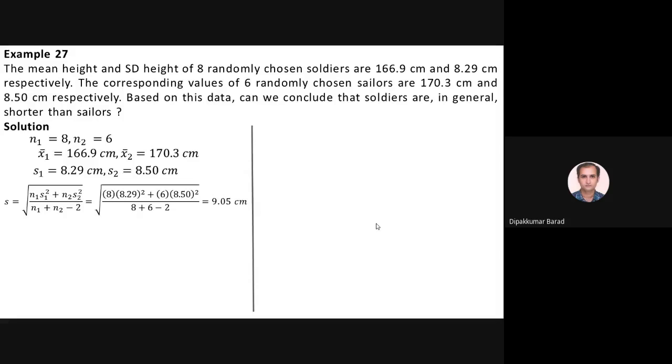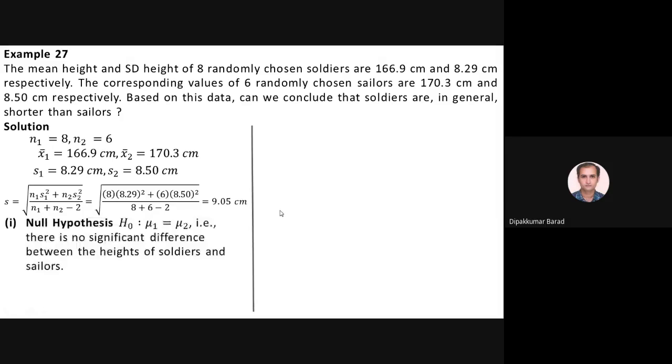Using the formula, whenever you have given S1 and S2, then (N1 S1 square plus N2 S2 square) upon N1 plus N2 minus 2, and this is 9.05 meter. So the null hypothesis is mu1 equal to mu2. That is, there is no significant difference between the height of soldiers and sailors.